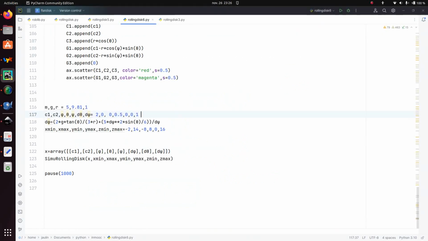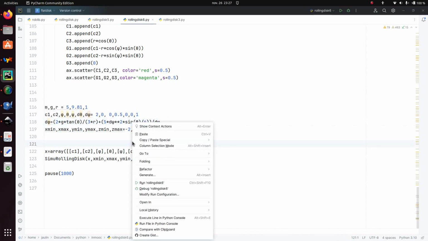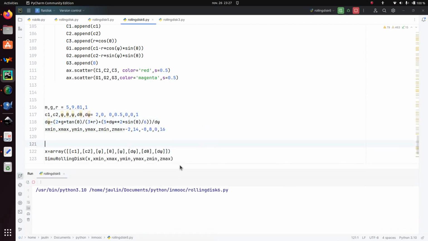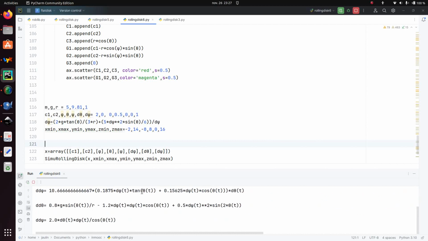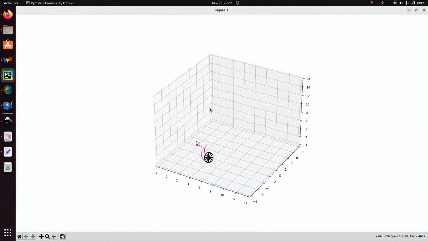So let me check this. I take C1, C2 and so on as given here, but d phi is given by the formula I have just given previously. So if I do this, I start the simulation. First, we build symbolically the function after computing the Lagrangian and so on. And then we can see the wheel performing a perfect circular trajectory.